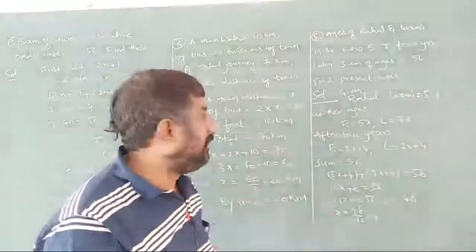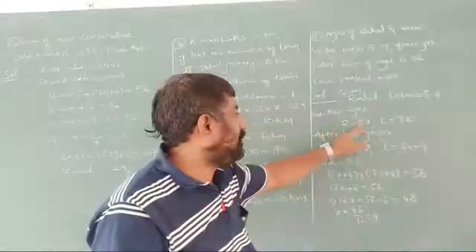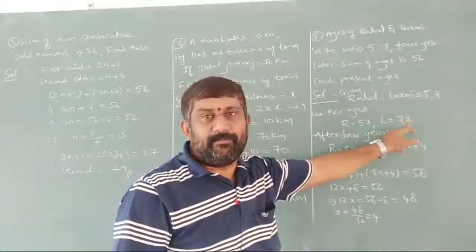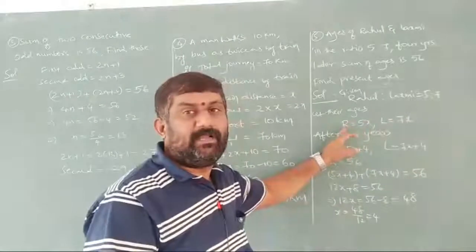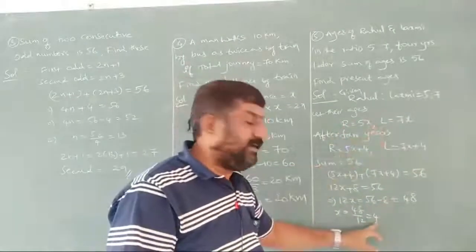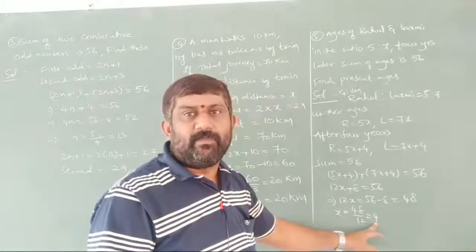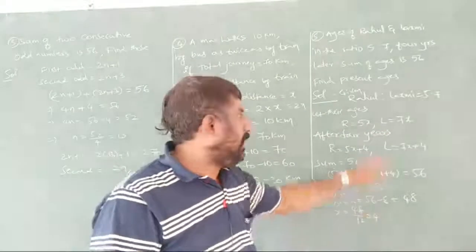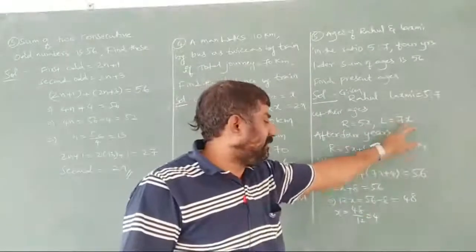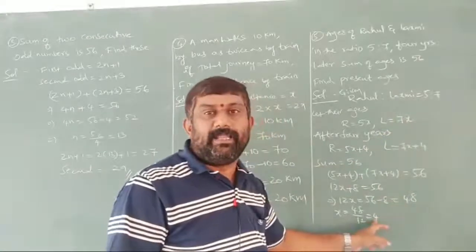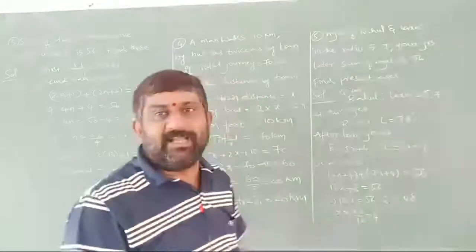Now what do we need? We need Rahul's age and Lakshmi's age at present. So what is Rahul's age at present? 5x. What is the x value we got here? 4. Then 5x is nothing but 5 fours. How much is it going to be? 20. And Lakshmi's age is going to be 7 into 4, nothing but 28. So this is the answer we need.